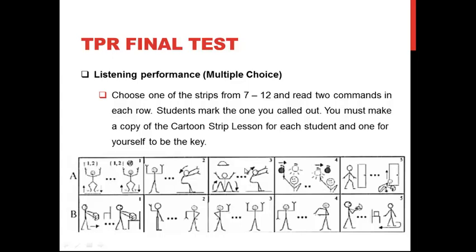And they have to make a copy of that. You have to make a copy of a cartoon stripe for every student, and then one for yourself to be the key, because then you're going to mark it on yours. Then you're going to check the student's sheet later to see if they actually did it the same way you marked here. So that's listening performance.